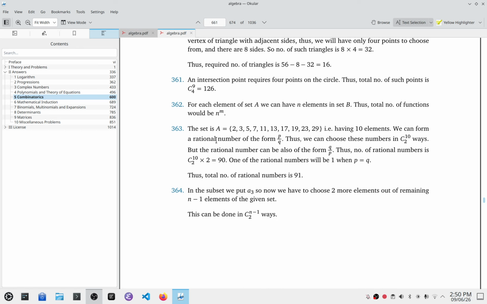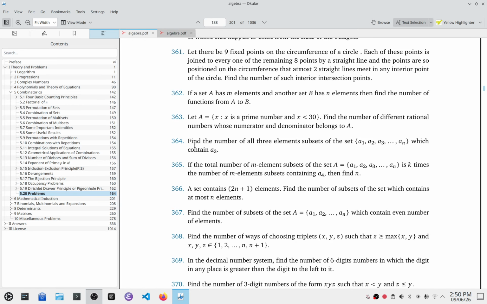We can form a rational number of the form p by q. Thus, we can choose these numbers in 10P2 ways. But the rational number can also be of the form q by p. Thus, number of rational numbers is 10P2 by 2, that is 90. One of the rational numbers will be 1 when p is equal to q. Thus, total number of rational numbers is 91.